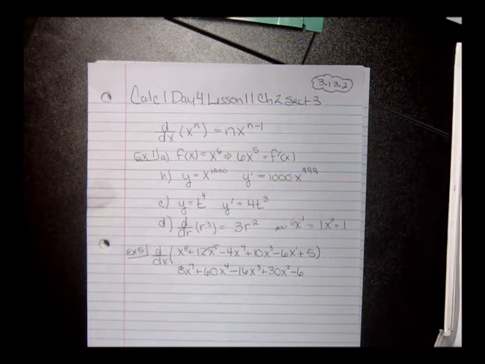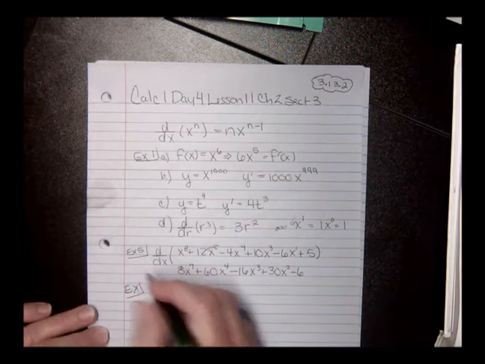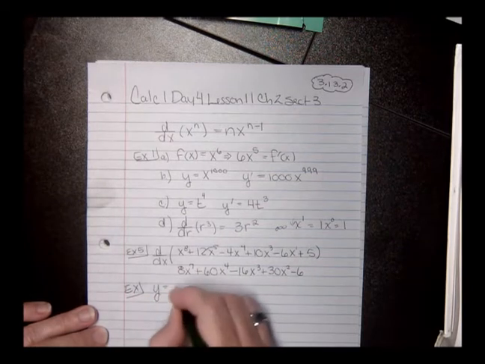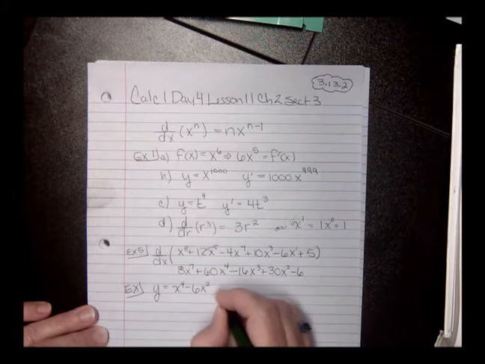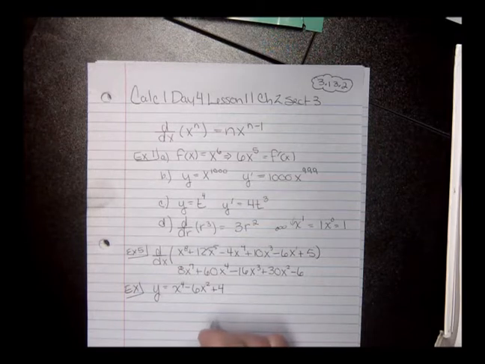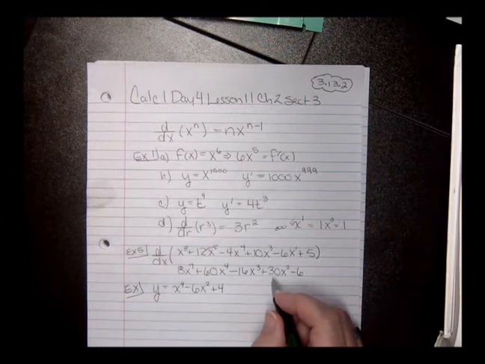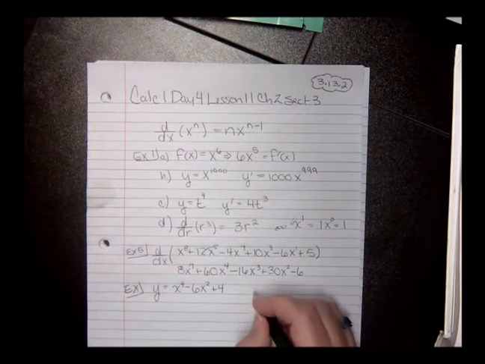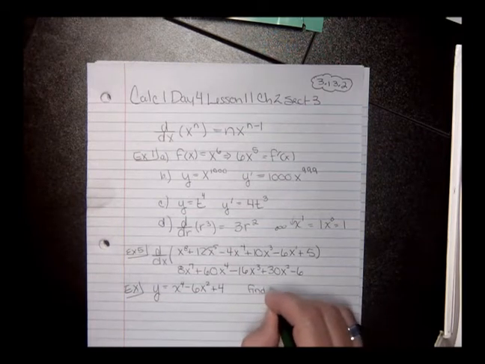Okay, so now the next question is example 6. y equals x to the 4th minus 6x squared plus 4. And the question is, find where the tangent line is horizontal. So we know that if the tangent is horizontal, then the slope is 0. Okay, so find horizontal tangent.